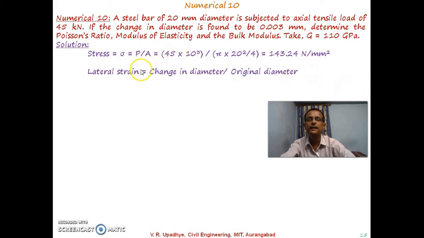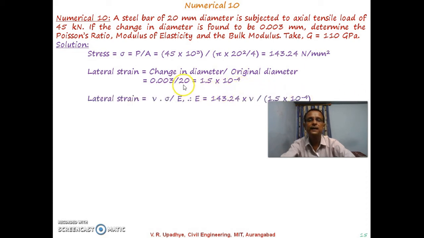Now what is given is the change in diameter, that is 0.003 millimeter. Change in diameter divided by original diameter will give us lateral strain. If we calculate it, it gives 0.003 divided by 20 as 1.5 into 10 to the power minus 4. So with these two calculations, we have stress sigma, which is the longitudinal stress, and this strain is the lateral strain. The relation between these two we have discussed earlier, that lateral strain is equal to minus mu times the longitudinal strain, and for that we can substitute sigma divided by capital E. So this relation becomes mu times sigma divided by capital E.